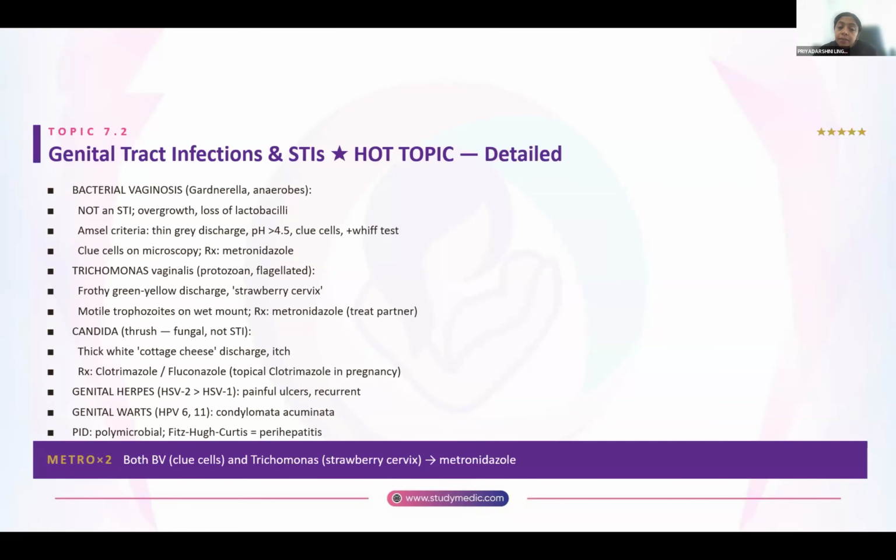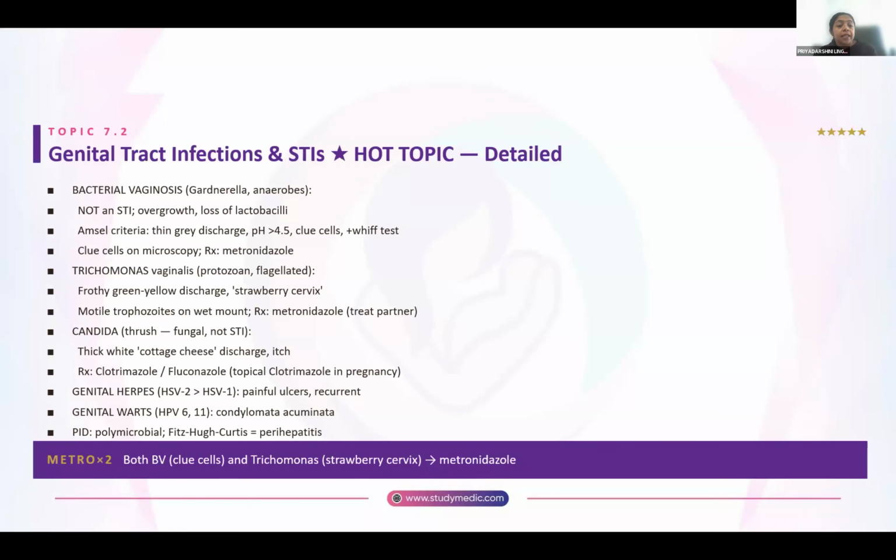Now coming to Trichomonas vaginalis, which is a protozoa, commonly asked as a picture also. You need to know the picture of Trichomonas. It is a flagellated motile organism that you see under microscopy. The cervix is going to be a strawberry cervix, and the discharge is going to be a frothy greenish yellow discharge.